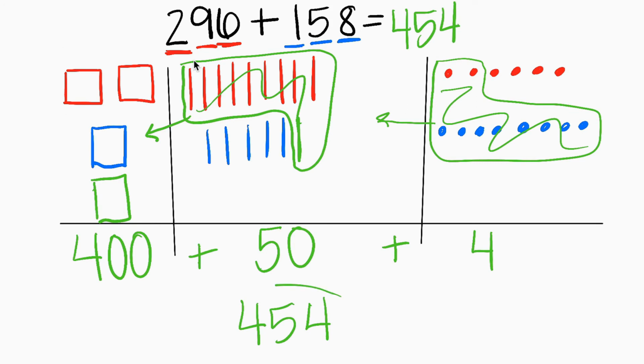454 is my answer, and I like to circle my answer so my teacher knows exactly what my answer is. They don't have to look around and try to guess. All right, so that is base 10 blocks. You always start with your first number, draw the blocks, then add on the blocks for that second number, and then look at what you have, trade anything up, carry anything over that you can, and then put it all back together for one answer. Hope this helped.